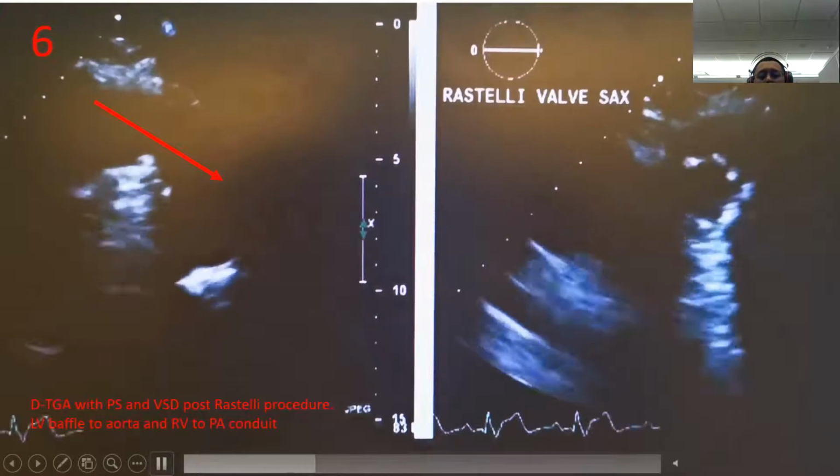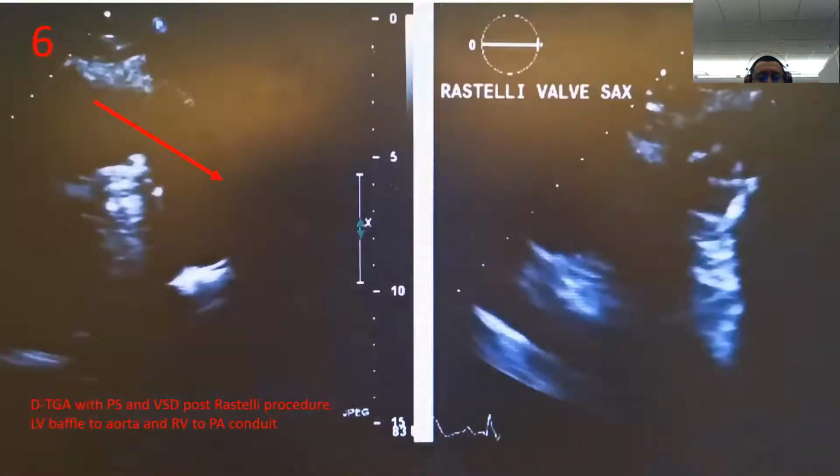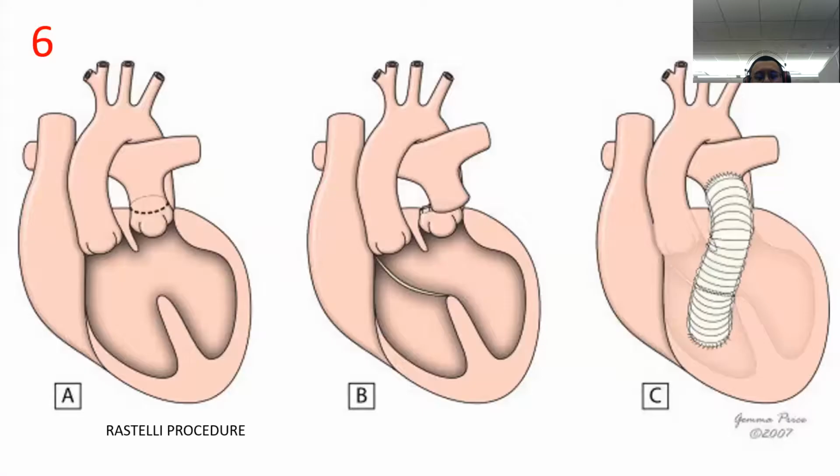So DTGA with PS and VSD post-Rastelli procedure. We have LV baffled to aorta and also an RV to PA conduit. I'll show you again. This patient has a VSD and pulmonary stenosis. So LV is connected to PA, RV is connected to aorta. What the surgeon does is baffle the LV to the aorta, transect the pulmonary artery and connect RV to PA via a conduit. This is a Rastelli procedure.